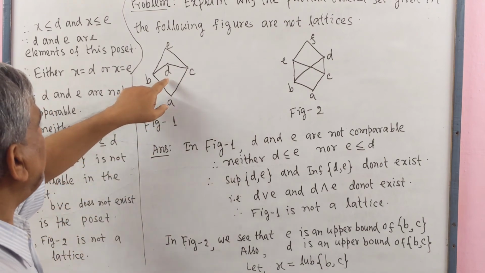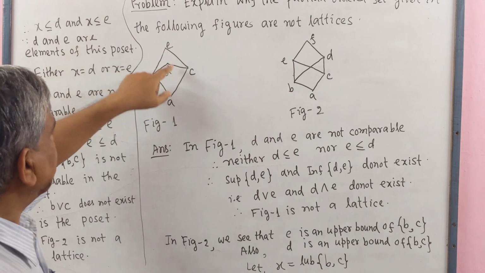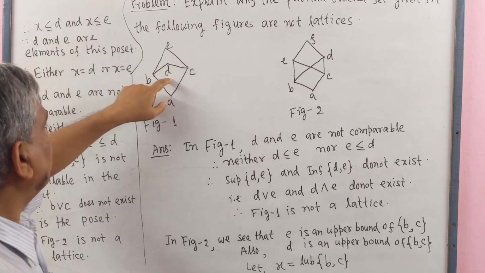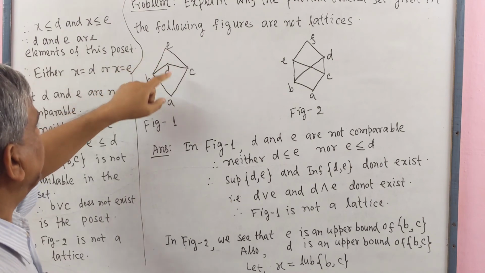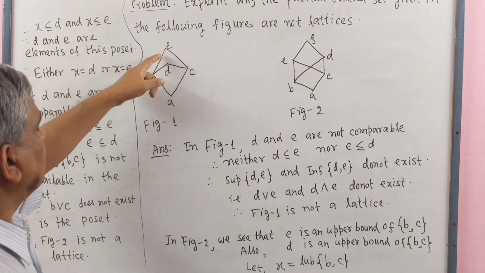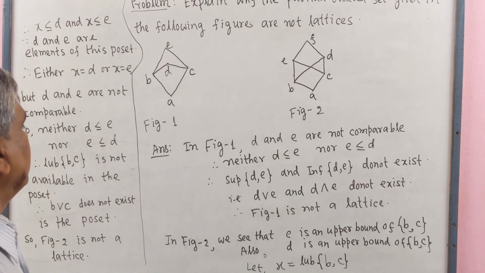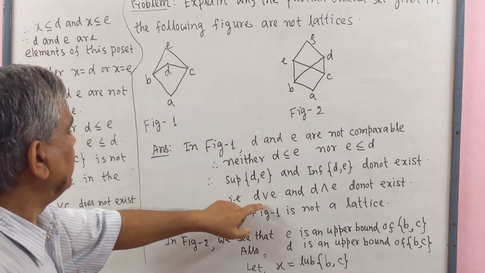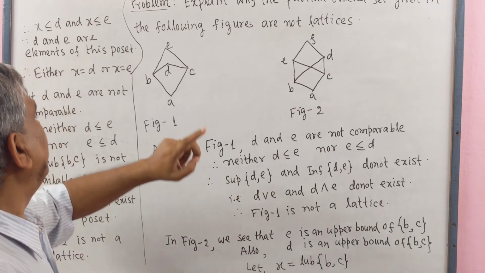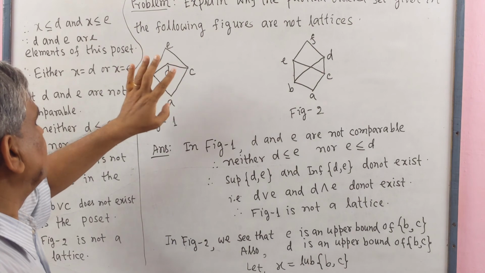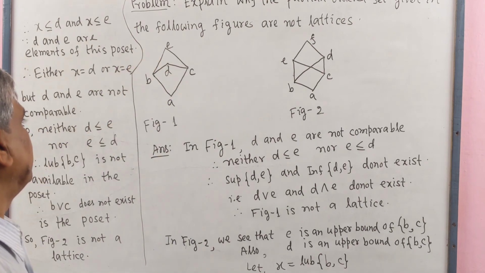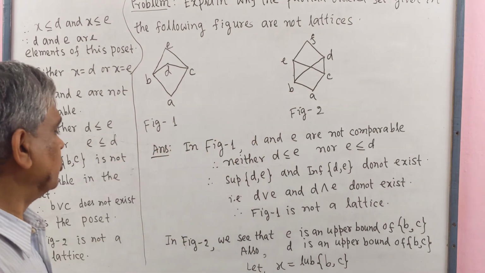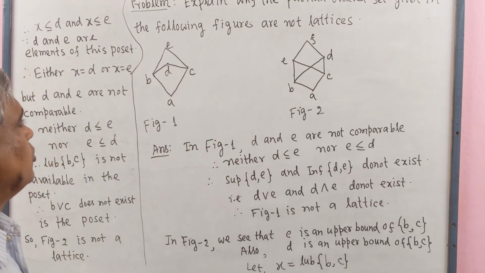So the supremum of the set containing elements D and E and the infimum of the set containing D and E do not exist. That is, D join E and D meet E do not exist. Therefore, figure 1 is not a lattice. Now we discuss figure 2.